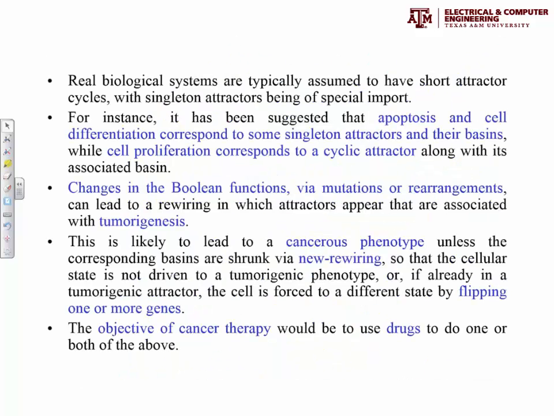Now, real biological systems are typically assumed to have short attractor cycles, with singleton attractors being of special importance. For example, it has been suggested, and this is somebody from the Harvard Medical School only a few years ago, that apoptosis and cell differentiation could correspond to singleton attractors. Because apoptosis and cell differentiation are terminal. If a cell undergoes apoptosis, it has died. That's it, there's no question of getting out of there. Even if the cell differentiates, if it's a stem cell, it's differentiated, that's it.